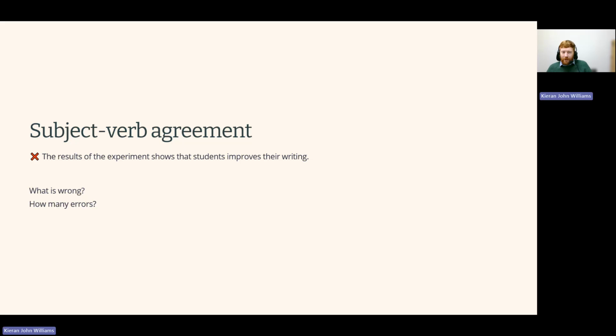Okay? Also, we have another mistake. We've got the student improves. Now remember, students is plural, so the verb instead should be improve, not improves. So we've got two instances there where the subject does not match the verb. And this demonstrates very clearly how small agreement errors can actually weaken the credibility of your assignment.